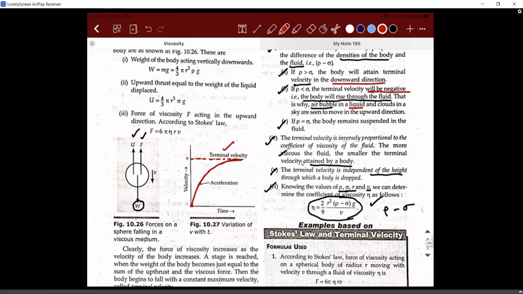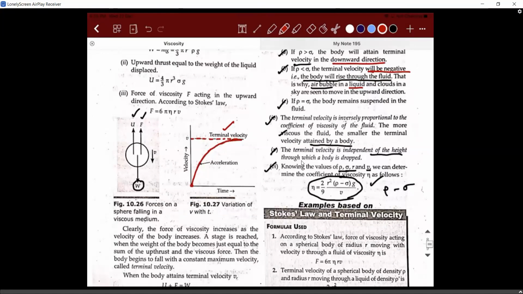Next. The last one is, it is inversely proportional to something. It is inversely proportional to the coefficient of viscosity of the liquid. So the more viscous the fluid, the smaller will be the terminal velocity attained by the solid. Okay. Next, what are all the independent parameters? So if you take a bigger cube and you drop, however much distance it is traveling, the terminal velocity is going to be independent of it. That's what they're saying. The terminal velocity is independent of the height through which the object is dropped.